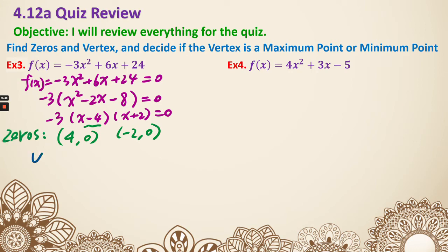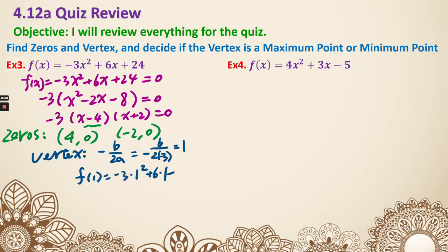Next, my vertex. My vertex, negative b over 2a. I can actually use my intercept form as well, or I can just use the standard form to begin with. Negative b over 2a is negative 6 over 2 times negative 3. I will have a 1. F of 1 is negative 3 times 1 squared plus 6 times 1 plus 24. That is going to be 30 minus 3, so 27. My vertex is (1, 27). Then I can decide if it's a maximum or minimum. My a is negative 3. It's less than 0. That means my graph is going to be opening down, so I have a maximum.